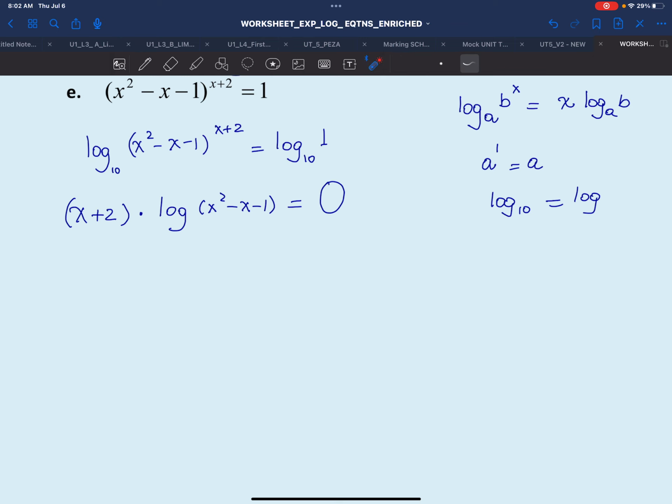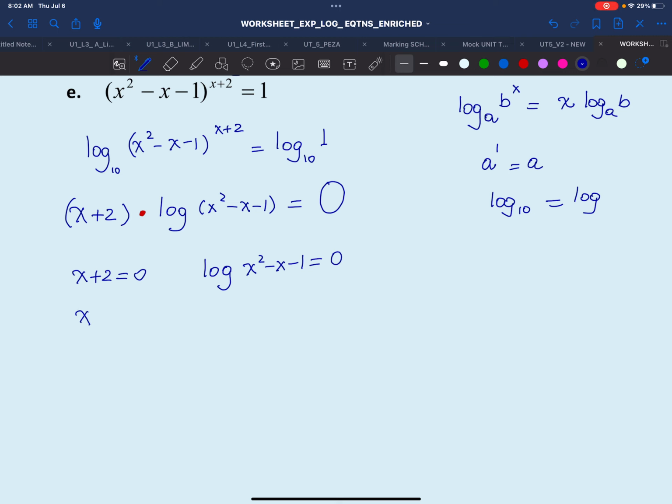Let's take another look at our equation now, from a fresher perspective because it has got a makeover. What we have here is two things multiplying each other, and these two things multiplied together give us 0, which means that this equation is in factored form already. All we have to do is make each factor equal to 0 to discover the solutions. So we're going to say either x plus 2 is 0 or the log of x squared minus x minus 1 equals 0.